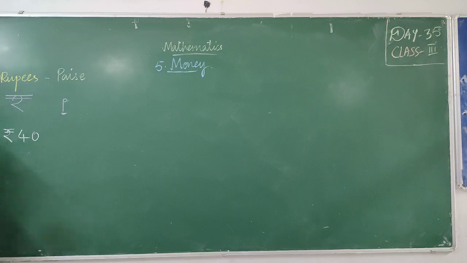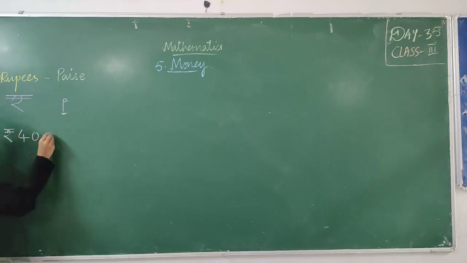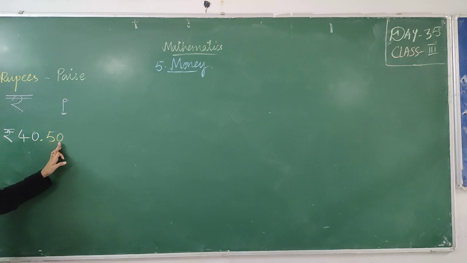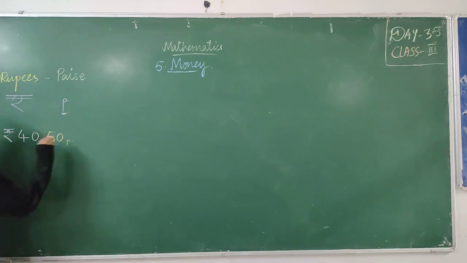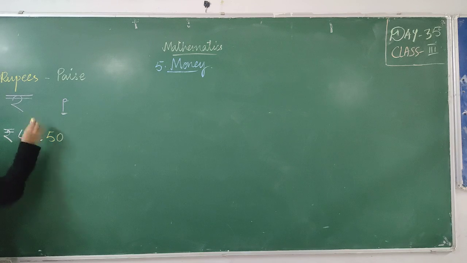So how will we write that? This is 40 rupees. You will put a dot in the middle. Then you will write the amount of paisa. How many paisa did I say? 50 paisa. But here, at the end of 50, you will not write P. It is understood. Okay. There is a difference.